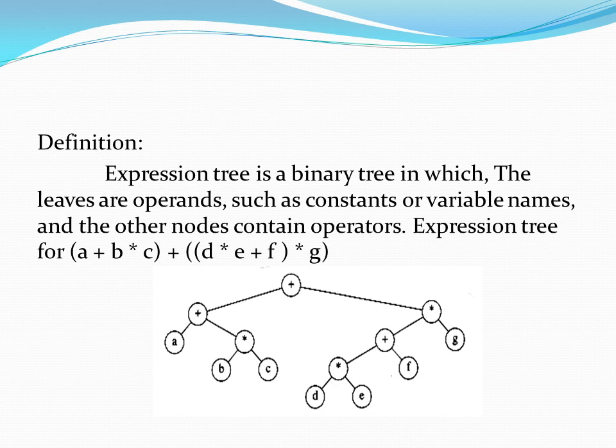Here the leaf nodes a, b, c, d, e, f, g are variable names. The other nodes contain operators plus, star.